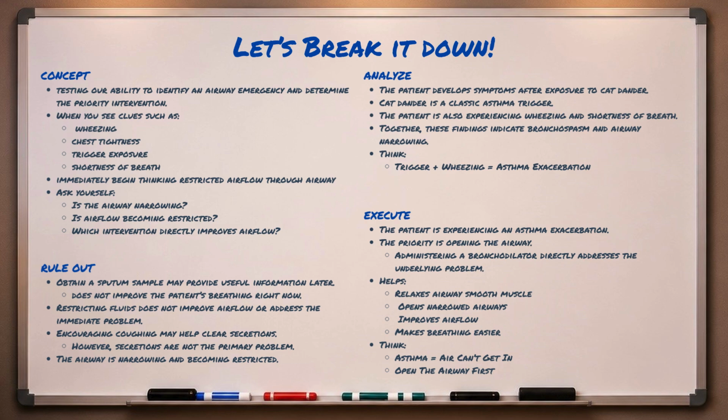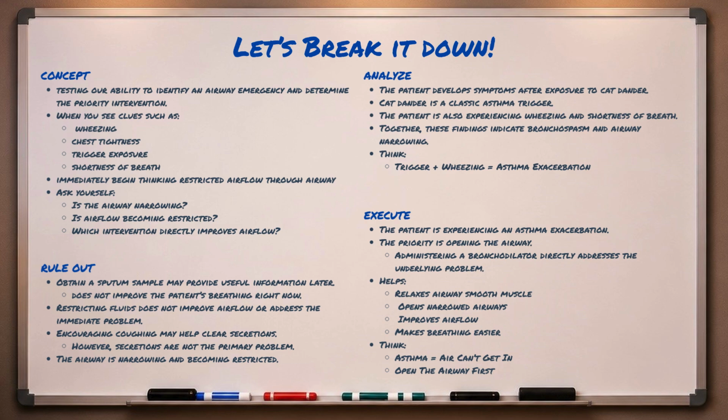Now, let's rule out our answers. Let's rank our interventions from first to last. Let's start with B, encouraging coughing. Coughing may help clear secretions, but secretions are not the primary problem. The airway is narrowing. Next is C, restrict fluids. This does not improve airflow, and it does not address the patient's immediate problem. And finally, D, collecting a specimen may provide information later, but it does not help the patient breathe right now.